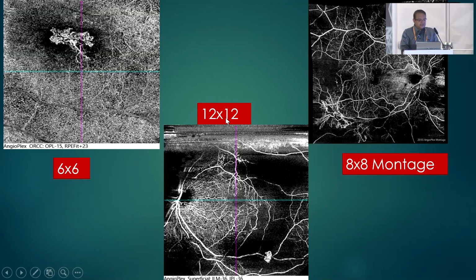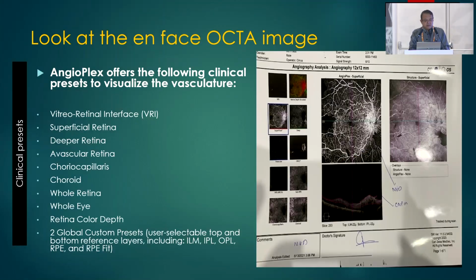The advantage you can see here in 12x12 is that you can see a lot of CNP areas. You can go beyond the arcades and see the areas of capillary non-perfusion or disease pathology in a wider area. But the more the scan area, the more time it takes. And the other problem is that you get more artifacts once you have more scan area.